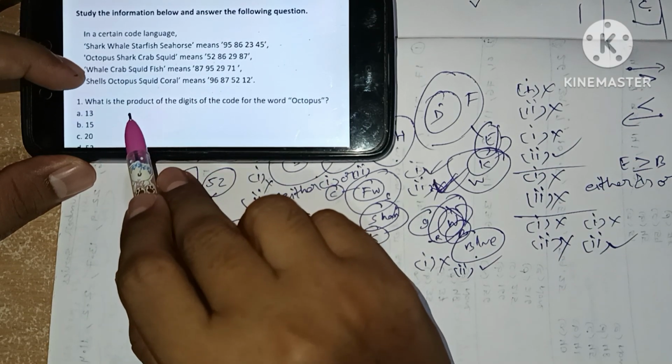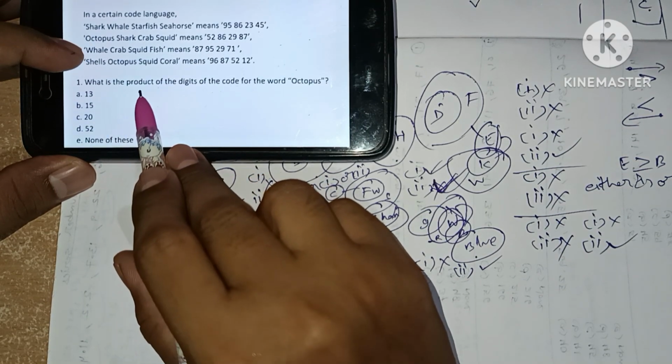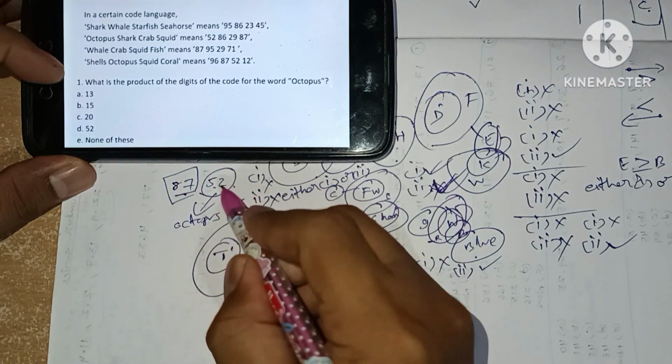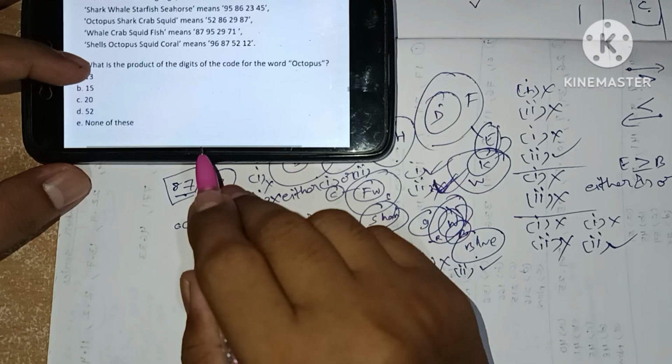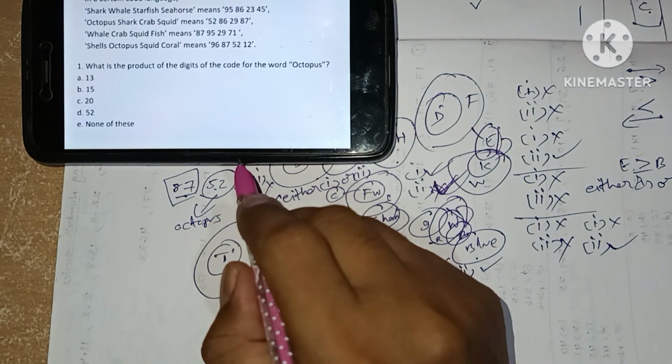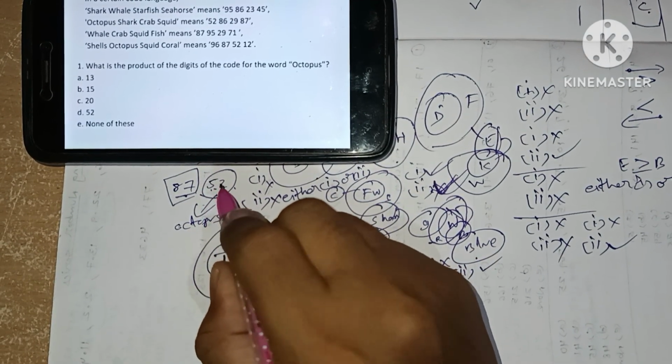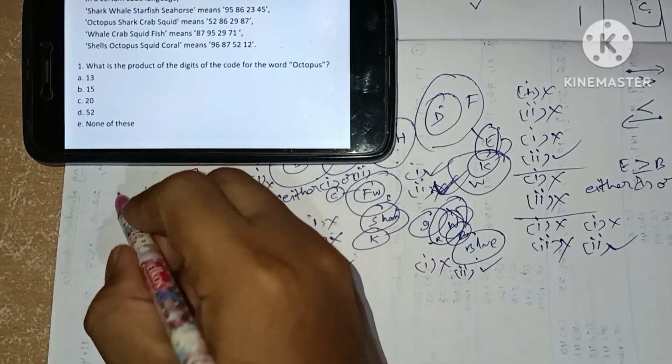The question given here is, what is the product of the digits? 5 2 times 10. So we got 5 2 times 10 as the answer. So option E is our answer for this one.